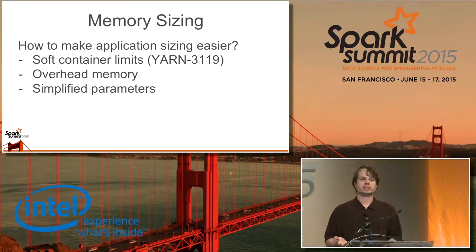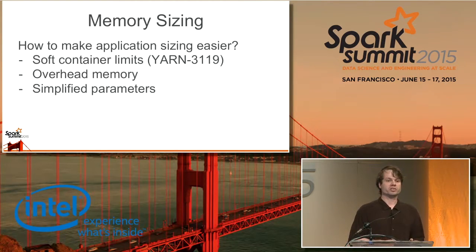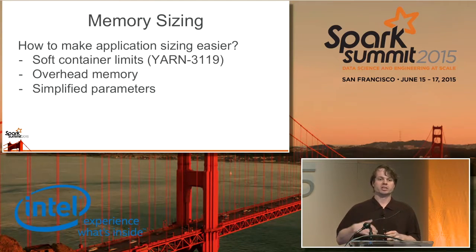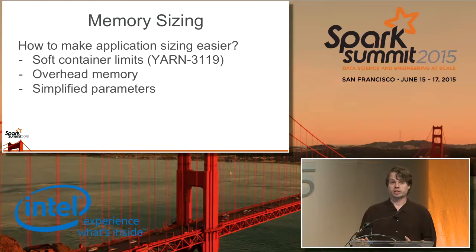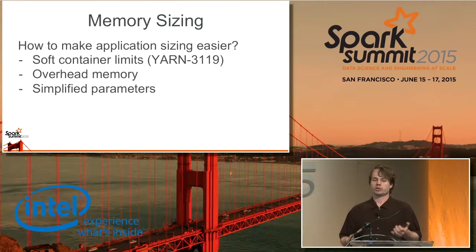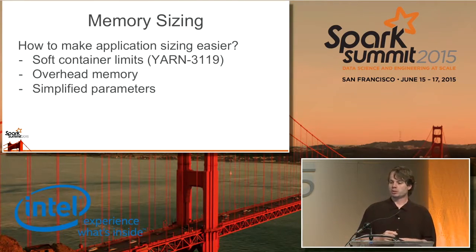So with soft container limits, if there are resources available in the cluster, Yarn will not pay too much attention to applications that actually go over those limits, and will let them run until those resources are actually needed. And at that point, Yarn would kill the application. This would let people know if the applications are going over the limits that they requested, so that they can size them better. But in the future, there are things that we can do that can make this even more automatic.